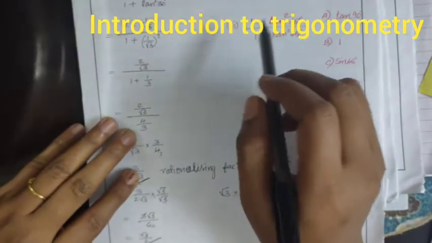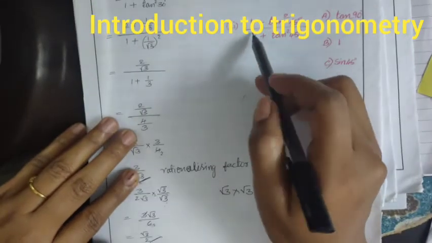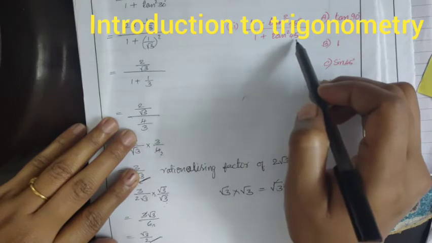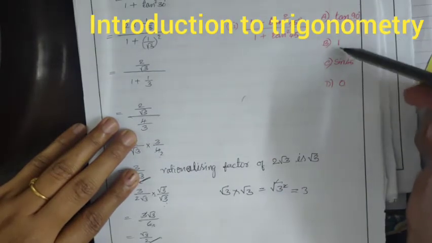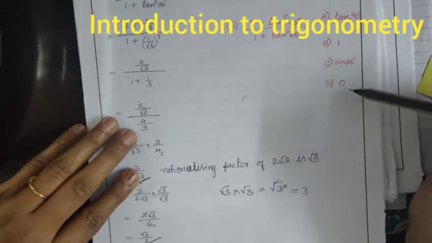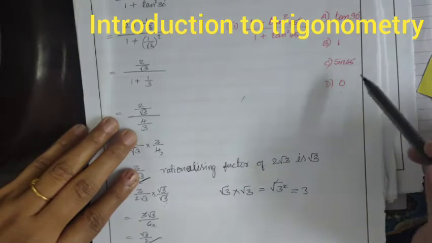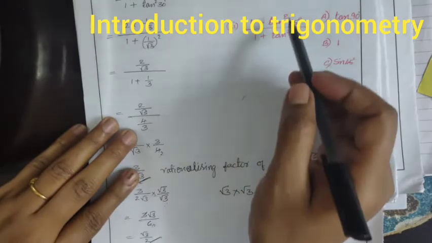Students, now we are going to the second part of the second question. The second part is 1 minus tan square 45 degree divided by 1 plus tan square 45 degree. Here the 4 options are given. Option A is tan 90, B is 1, C is sin 45 degree, and D is 0. So how to select the correct answer? Before going to select, first we are going to the solution.